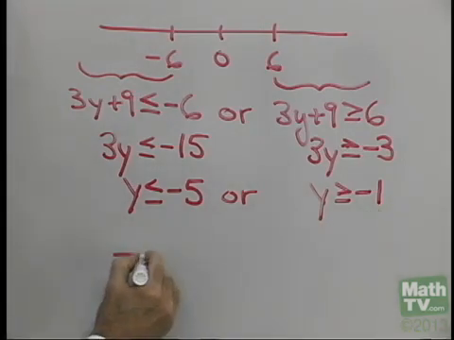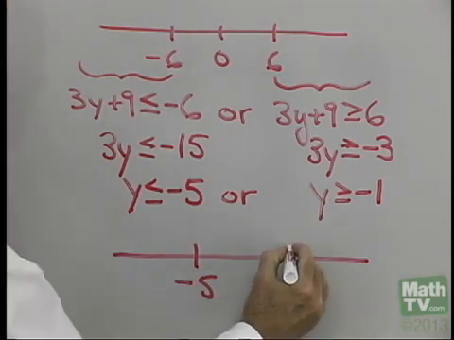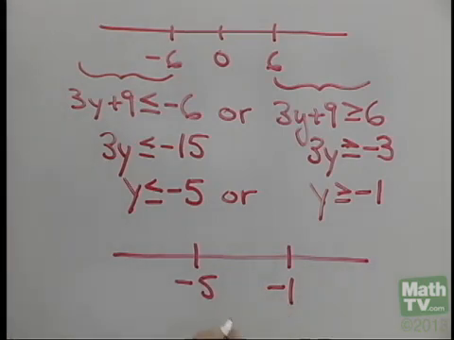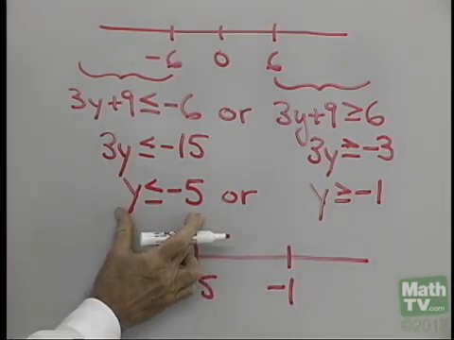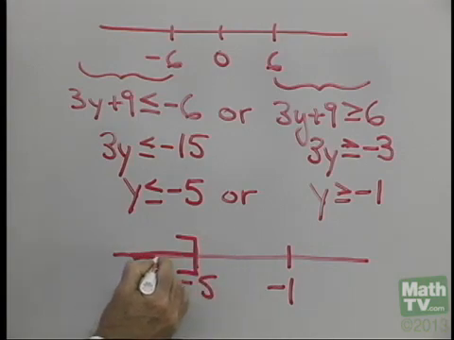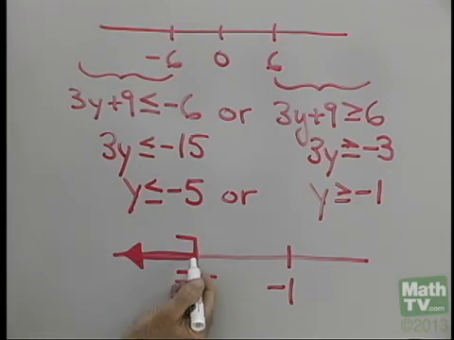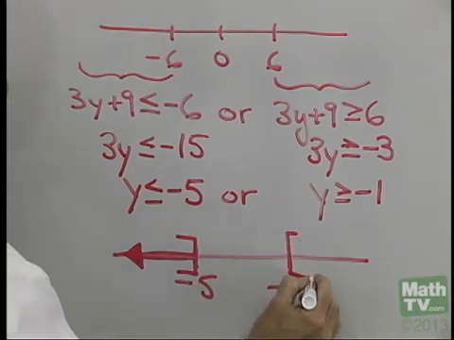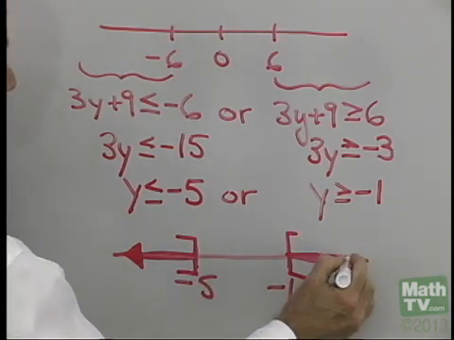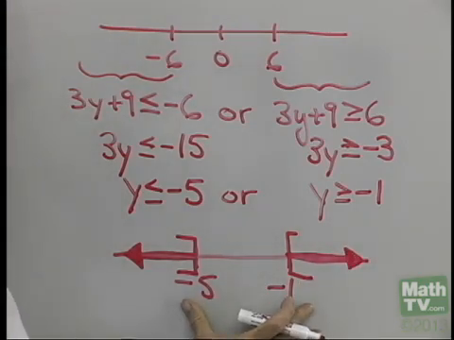So as far as the graph of the solution set, I'll put in negative 5. I'll put in negative 1. I want to graph all the numbers that are less than or equal to negative 5. So I'll use my bracket notation. That tells me that the endpoint, negative 5, is included in the solution. And I'll use my bracket notation up here to show that negative 1 is also included in the solution. So here's the graph of the solution set.